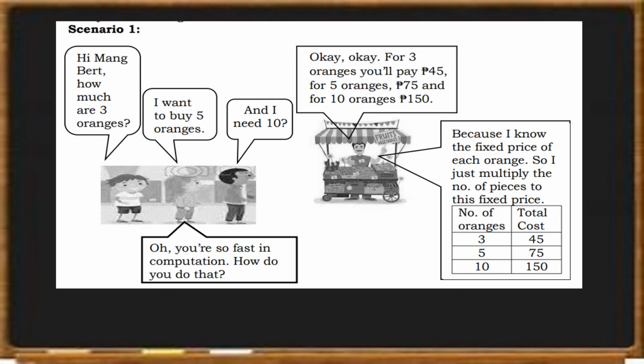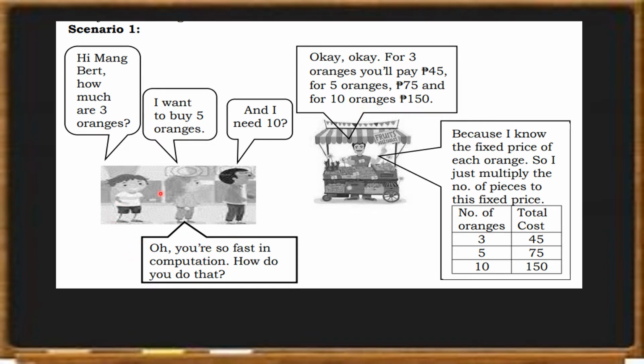Okay, so I have here the first scenario wherein three kids are buying oranges. "Hi, Mang Bert, how much are 3 oranges?" said the first kid. And the other kid, "I want to buy 5 oranges." And the third kid, "And I need 10." Mang Bert replied, "Okay, for 3 oranges, you'll pay 45 pesos. For 5 oranges, you'll pay 75 pesos. And for 10 oranges, you'll pay 150 pesos."